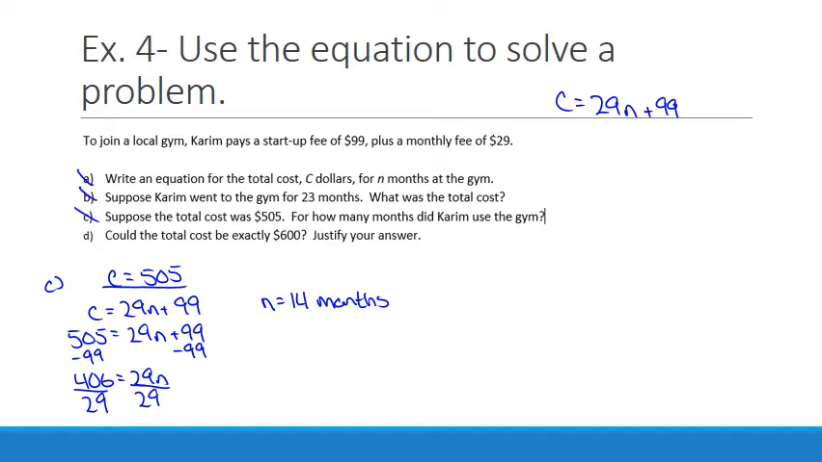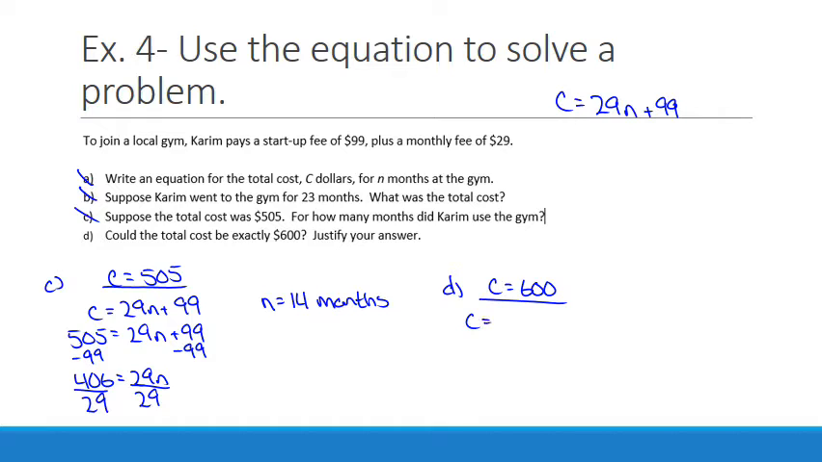Okay. D. Could the total cost be exactly $600? Justify your answer. Well, I'm not really sure, so why don't we just kind of plug it in and see what we get for an answer and see if that gives us any tips? Because initially it's like, well, why can't you spend $600? So let's kind of investigate that. Seems like it should be okay to do.